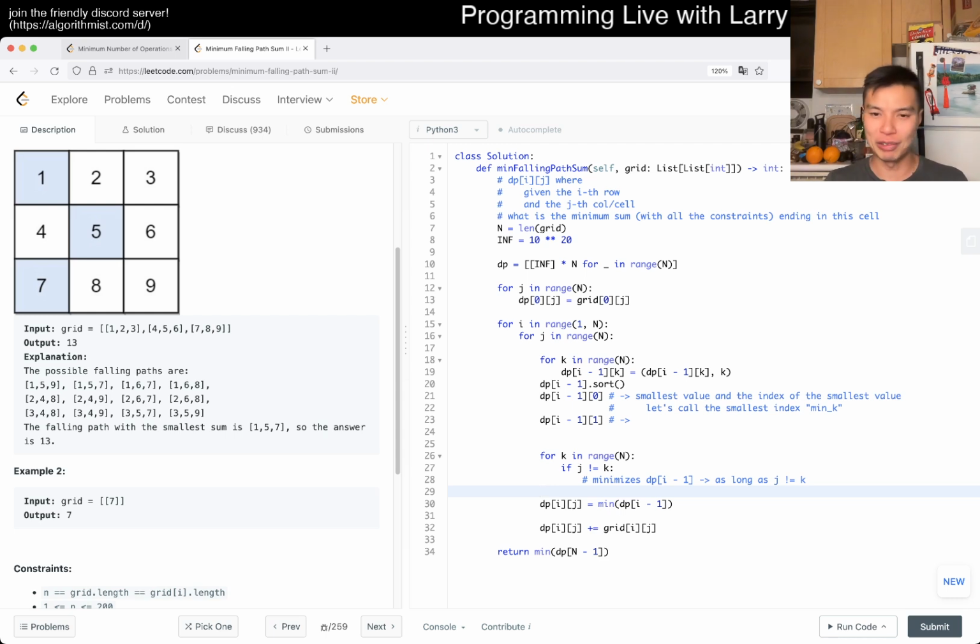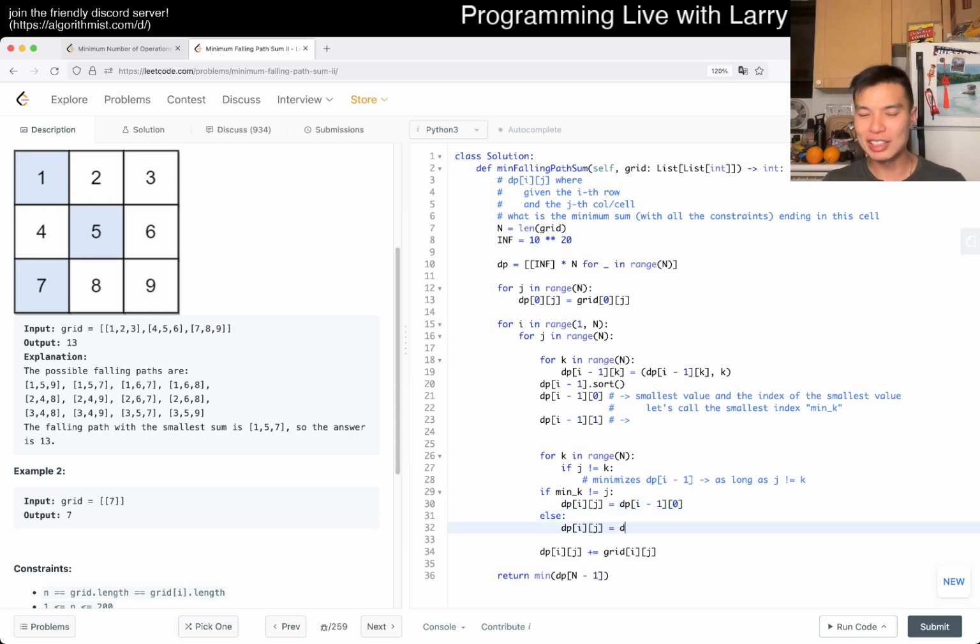People tell me that I don't visualize it enough, so if min k is not equal to j, then now we can just take the min of all these things, because this j is not going to be equal to the min of this. I wrote this as a min, but it's just going to be 0. Else dp sub ij is equal to dp sub i minus 1 of 1, right? Because that means that min k is equal to j. So we just get the second smallest value, and this will be good enough.